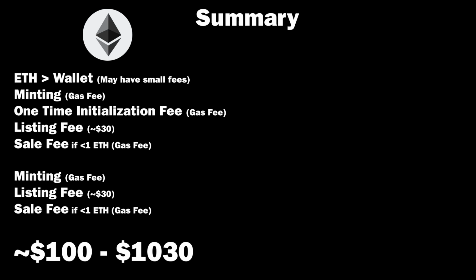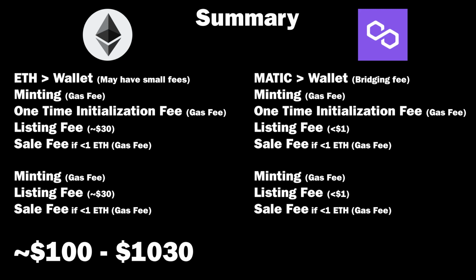Next, let's look at the Polygon mainnet. So, first up, Matic supply or bridging to Matic, so that will be a gas fee of anywhere between $0 and $500, depending on how you source your Matic. Minting with Matic is less than $1. Initialization fee in Matic is less than $1. The listing fee is less than $1. And the sale fee is less than $1.